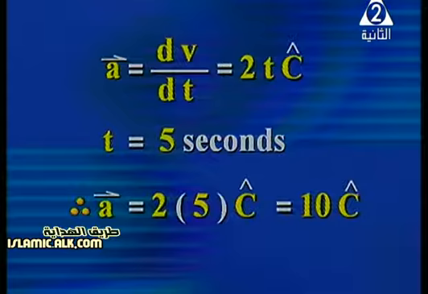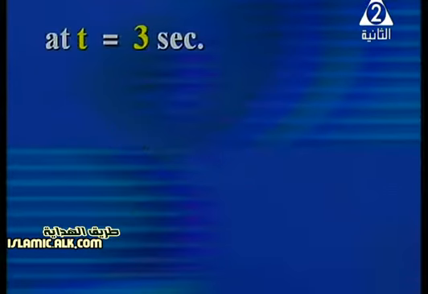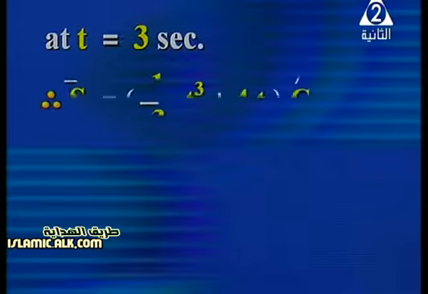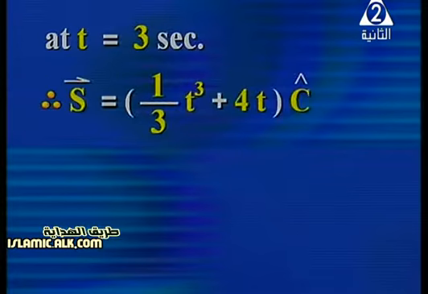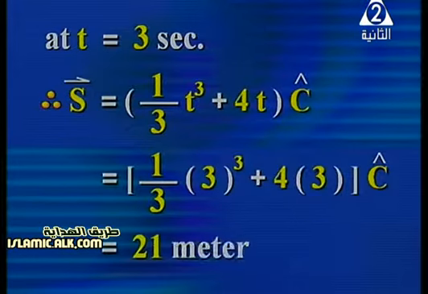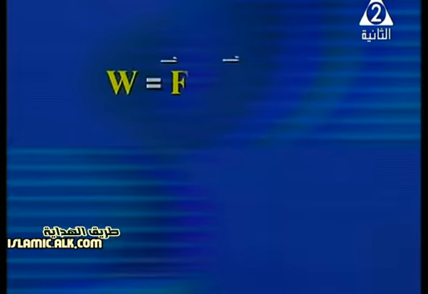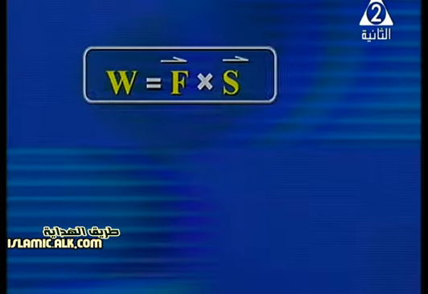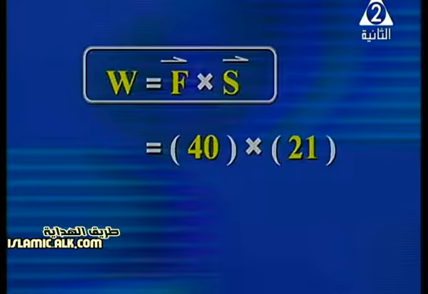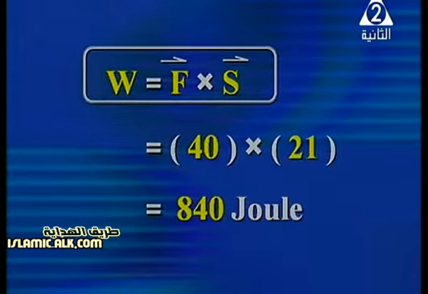Look at the third solution. After we find the acceleration a, which is 10c, we find at t equals 3, then s equals 3 to the power 3 plus 4t, equals 21 meter. This is the displacement. We know that W equals F times s. We use 40 times 21 equals what? 840 joule. Another example.